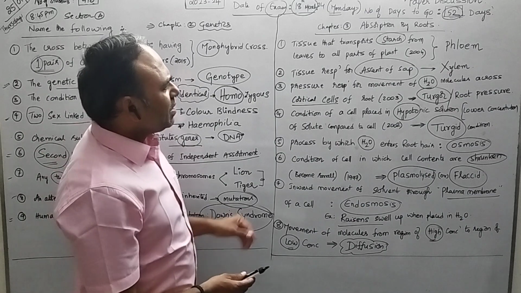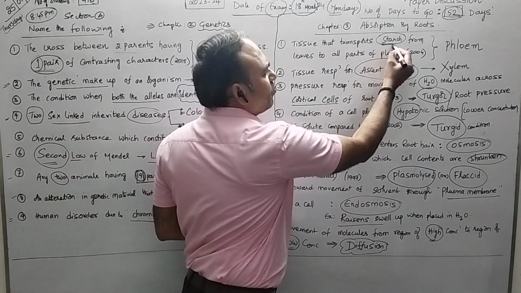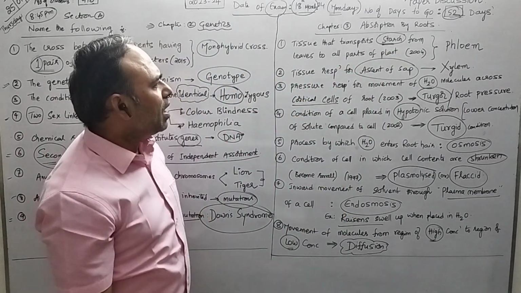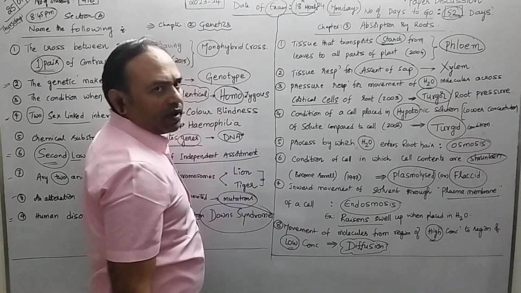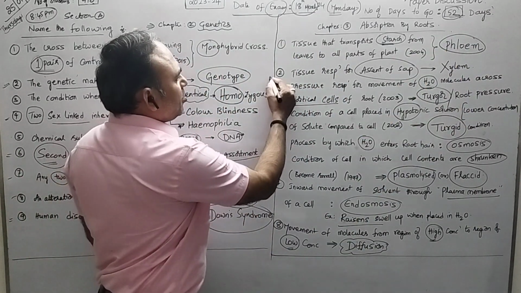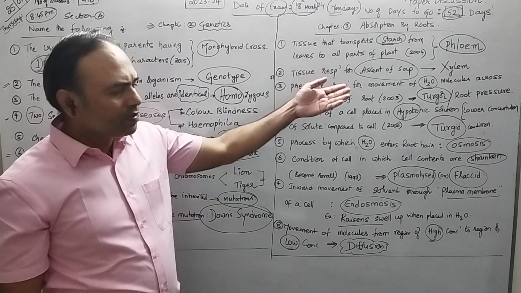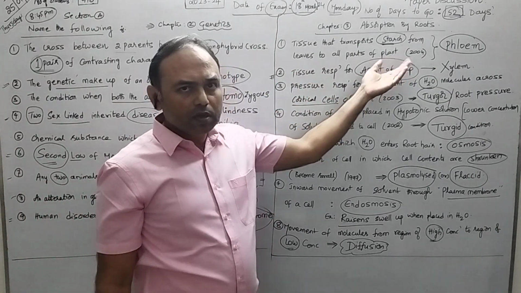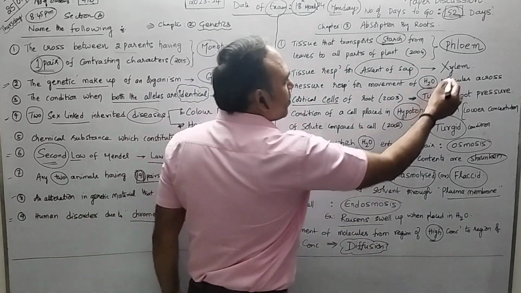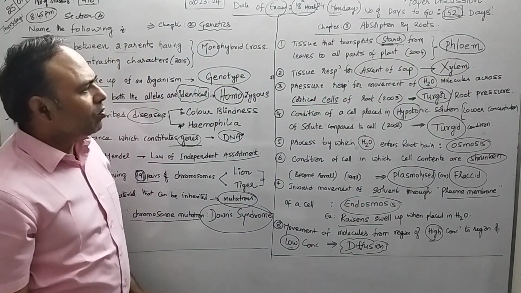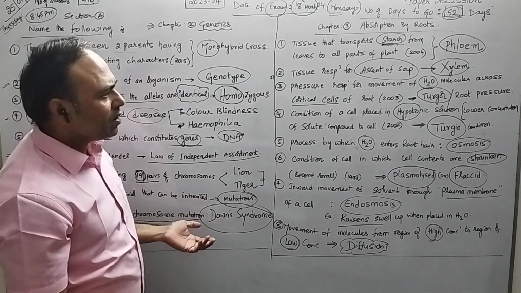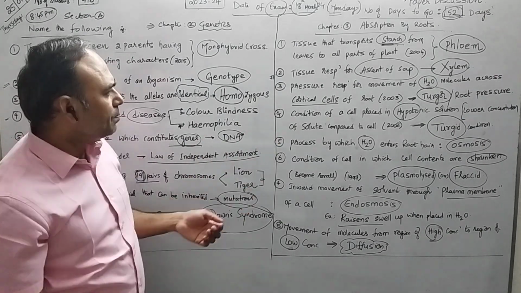First one, the tissue that transports starch. Here we are talking about food material, and when food material comes, immediately we answer phloem. Second one, tissue responsible for ascent of sap, that is liquid, water, whatever, it will be xylem. So starch or food material, phloem; water or ascent of sap or liquid, anything moves through xylem.